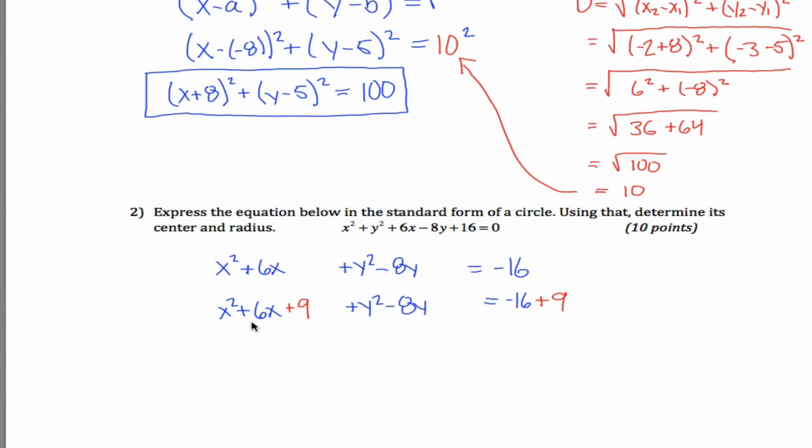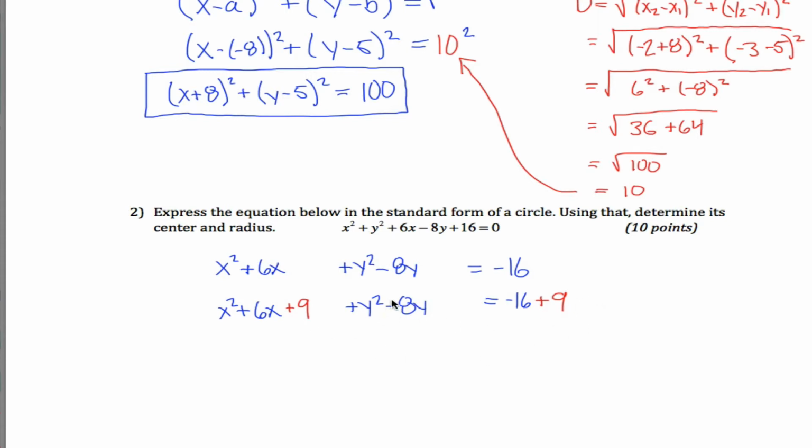Probably the easiest way to come up with it is defining b to be the coefficient on your x term. So in this case, b is equal to 6. The number that you add to both sides of the equation will always be half of b squared. So half of 6 is 3, 3 squared is 9. So it's 9 that I add to both sides of the equation.